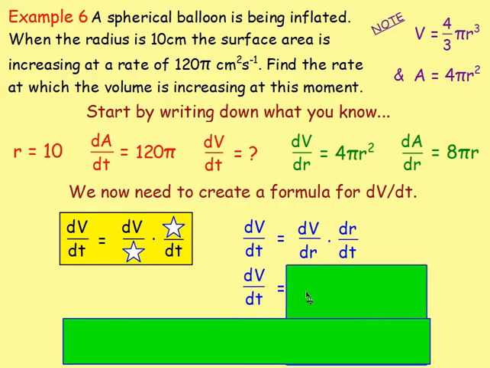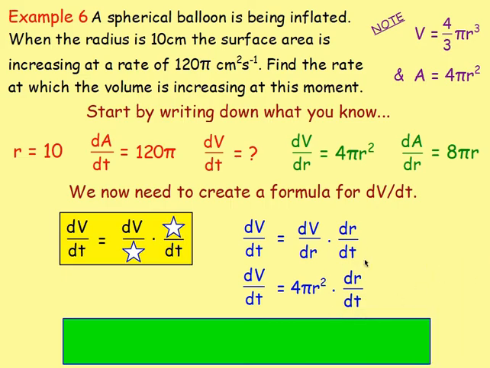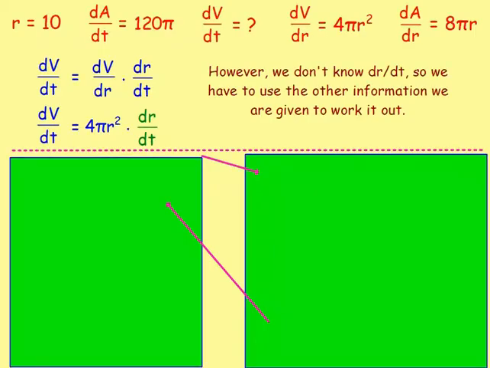Well, that means that would equal, dV by dr is just 4 pi r squared, that's great, we know that, but dr by dt, we don't know what it is. So we don't know dr by dt, but what we can use is the other information to do with the surface area and so on, in order to work it out. So let's go over the page and do that.